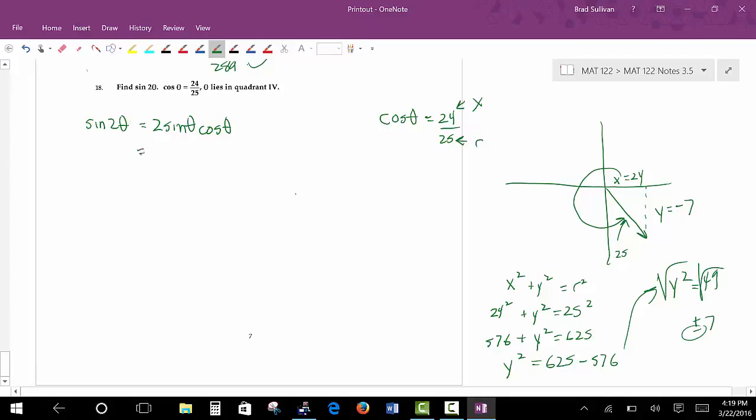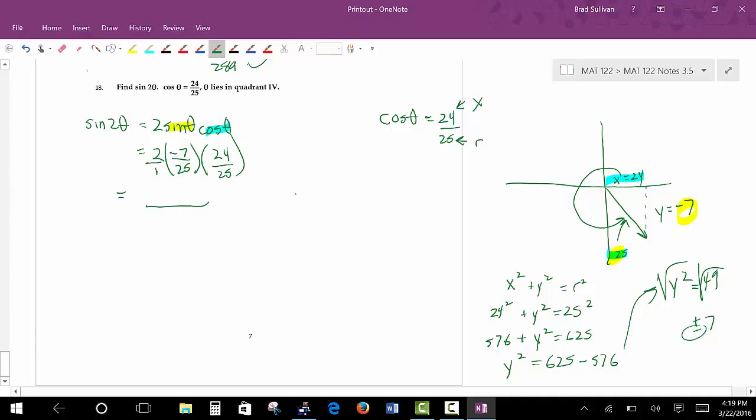Okay, so here's what we do to finish up. If we want to find the sine of theta, the sine of theta is y over r. So that is going to be negative 7 over 25. The cosine is going to be x over r. So that's 24 over 25. So now we just need to multiply everything out, and then we got an answer to the problem.